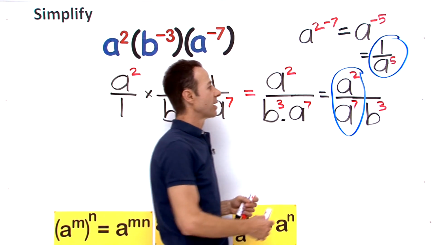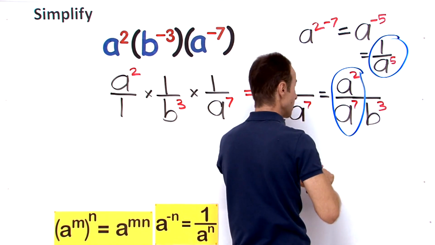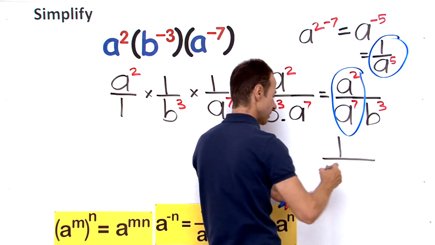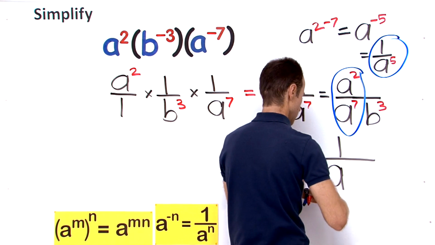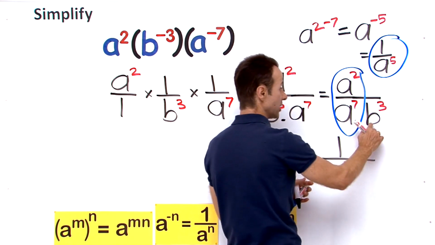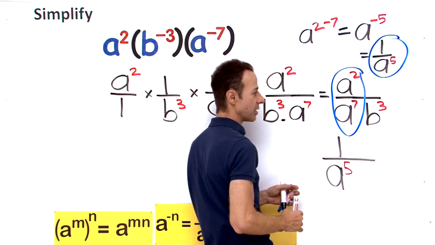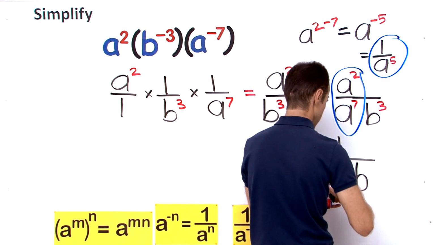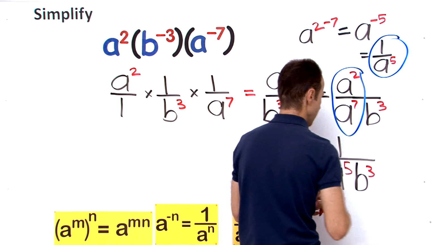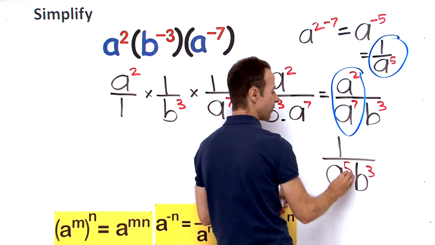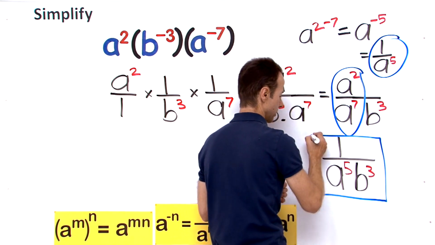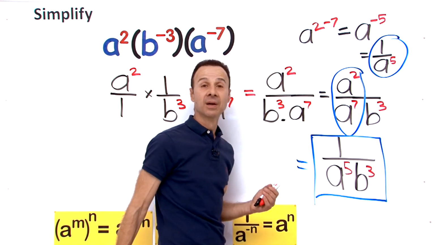Now let's just simplify. Let's replace this over here. So that becomes 1 over a to the 5. And we've got this b cubed, just drag and drop it right there. It stays as b cubed, doesn't change. So that's our answer, 1 over a to the 5, b to the 3. There you go.